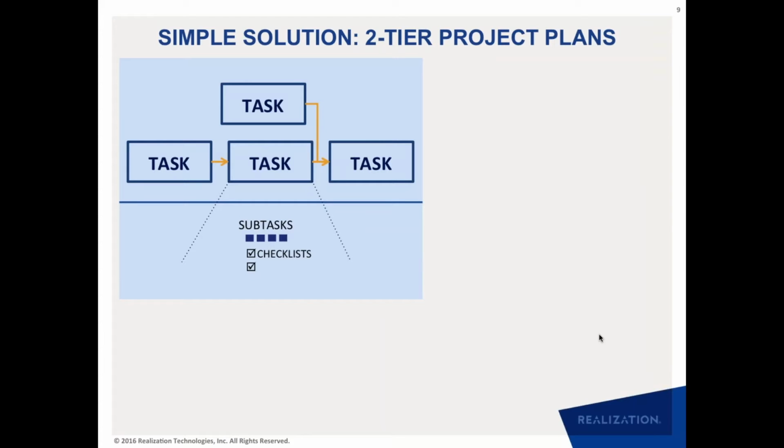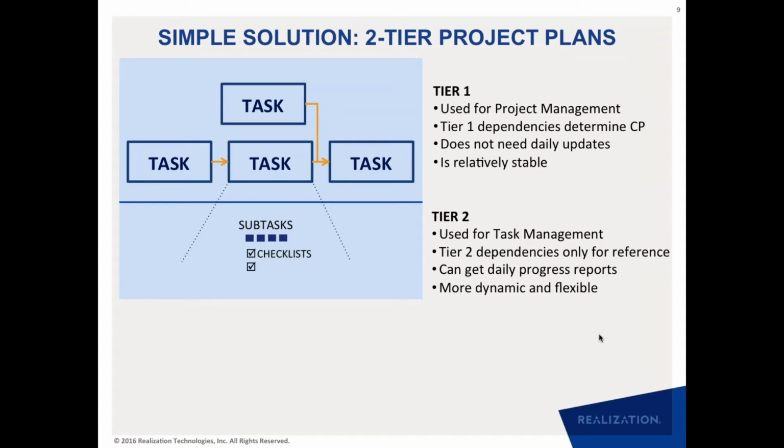The solution that we are proposing is actually quite straightforward and simple, which is that the project plan should be a two-tier project plan, which means there is a set of tasks at the top, and beneath each task are subtasks and checklists. This tier one, which is comprised of the tasks, is the tier that is used for project management, which means tier one dependencies are what determine the critical path.